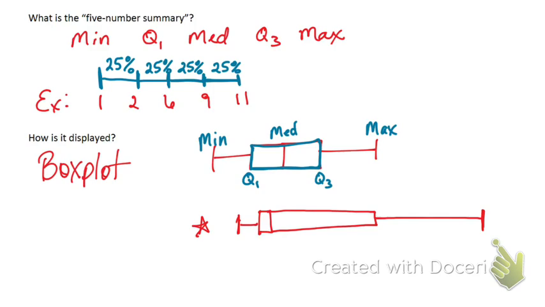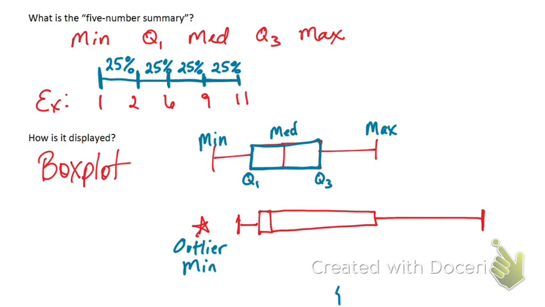So, what's going on here? What is the star for? Very good. That star is an actual official outlier. It is an actual outlier. Guess what? It is also the minimum of this data set. It is a minimum, but it has been identified as an outlier.